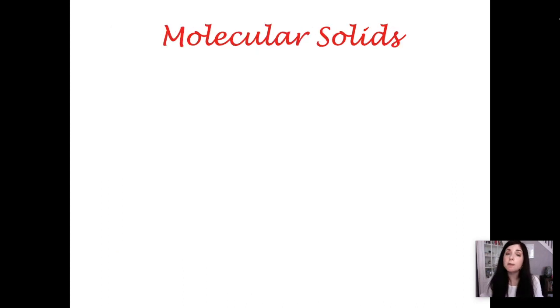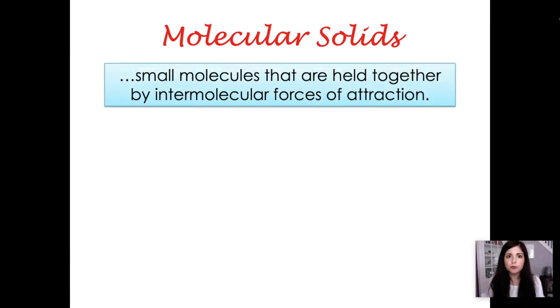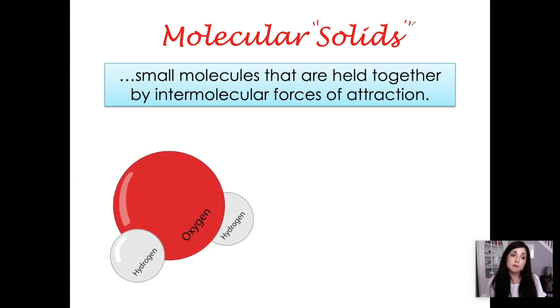So lastly, let's talk about molecular solids. So this is the one where we're not going to see that they're solids very often. So I'm especially going to put solids in quotes here because a lot of times your molecular solids will not, in fact, be solids. And molecular solids are small molecules that are held together by your intermolecular forces of attraction, which we didn't talk about yet. We're going to talk about intermolecular forces in the next video. But many times they're going to be small molecules.